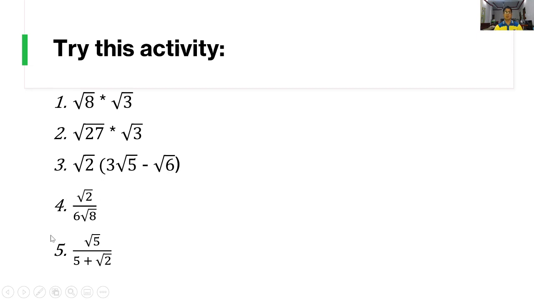Number 4, we resort to division in this case. Square root of 2 over 6 square root of 8. Number 5: square root of 5 over 5 plus square root of 2. Ang tip ko sa inyo, simplify first. Yung prime number na lang, lowest term na lang yung nasa loob before you resort to multiplying or dividing radicals.